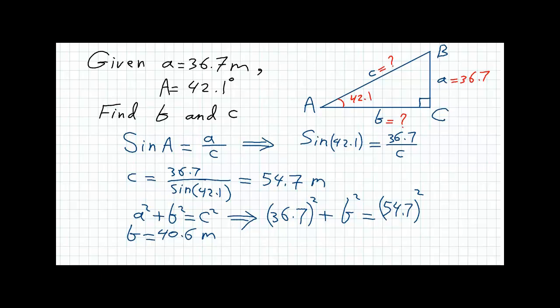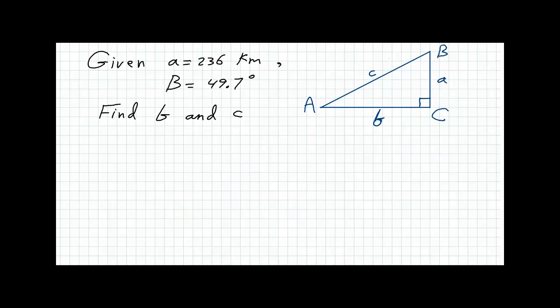Let us take a second example. In this example, you are given the length of side a, 236 kilometers, and the measurement of angle B, 49.7 degrees. Find side b and side c. We will do the same steps we did in the past example. So we have the measurement of angle B, which is 49.7, and the length of side a, which is 236.